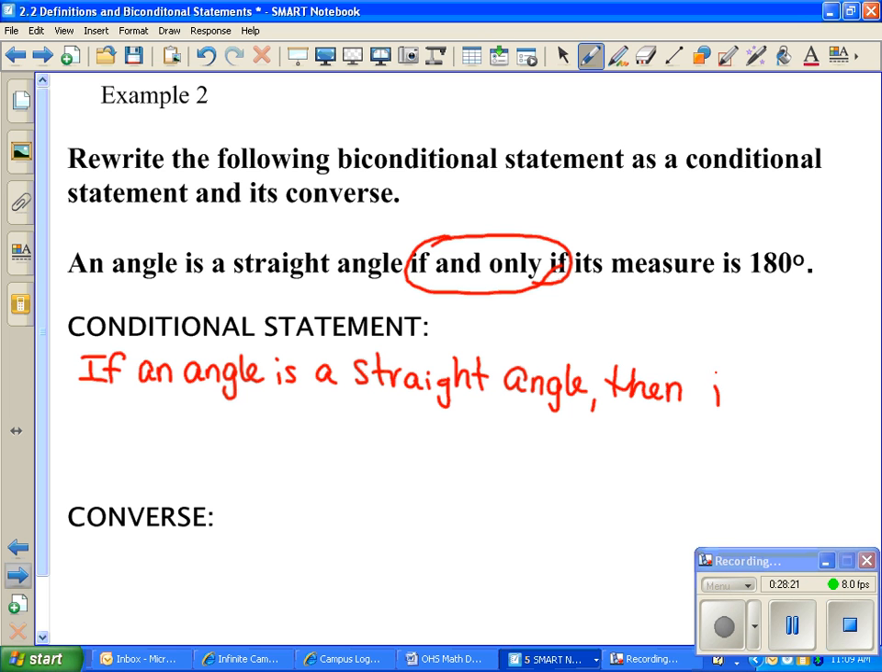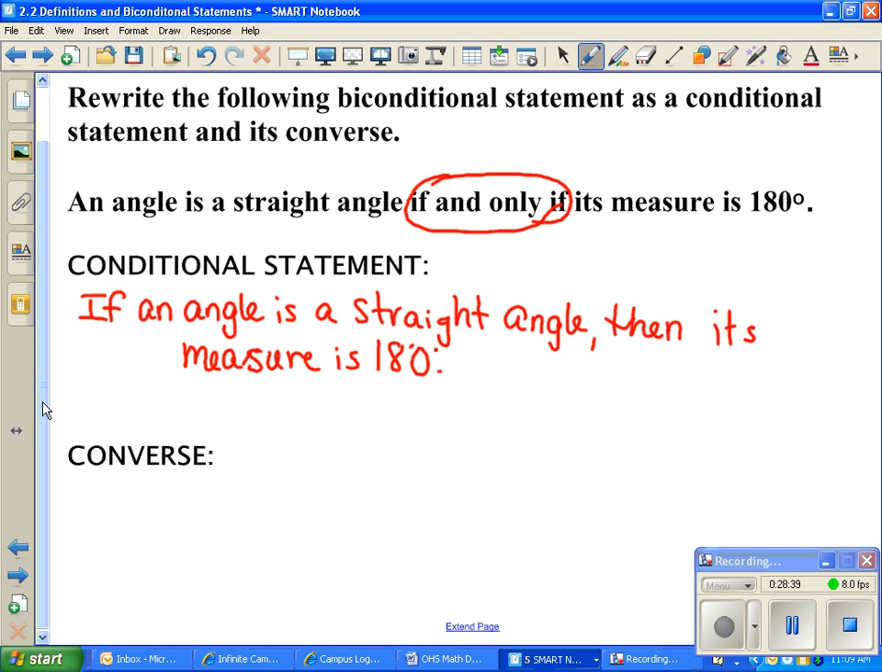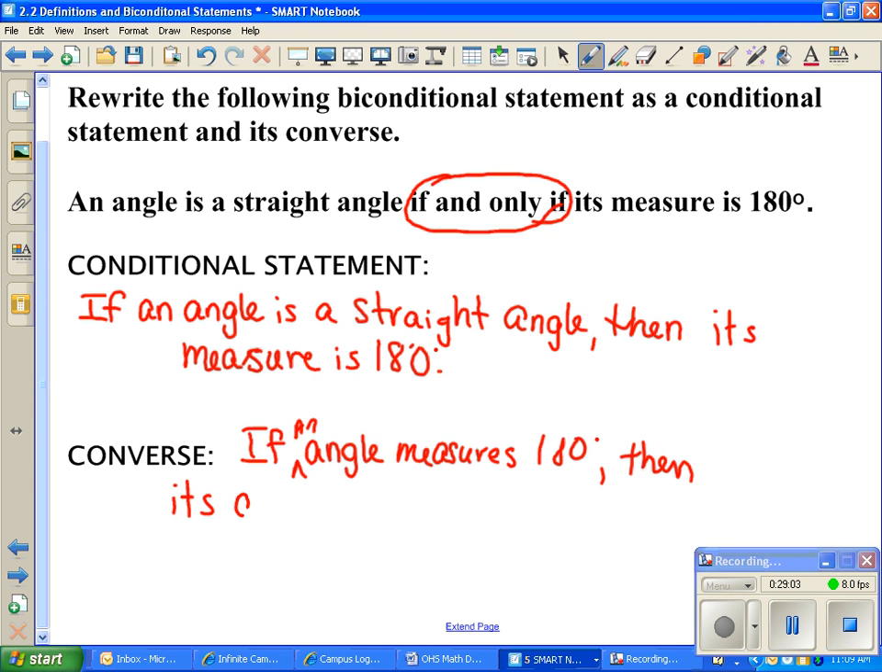Then its measure is 180 degrees. All right, and then the converse, remember switching the hypothesis and conclusion? Instead of saying if its measure, I'm going to say if an angle measures 180 degrees, then it's a straight angle.